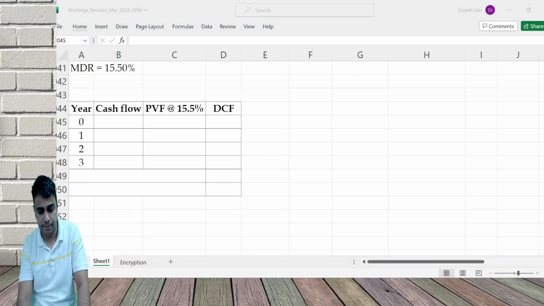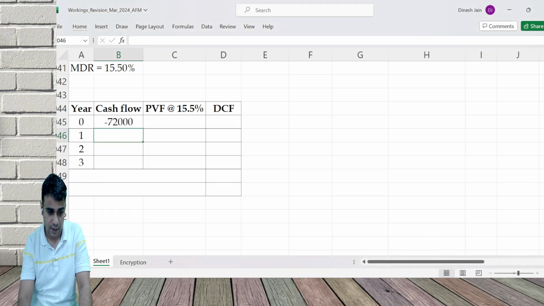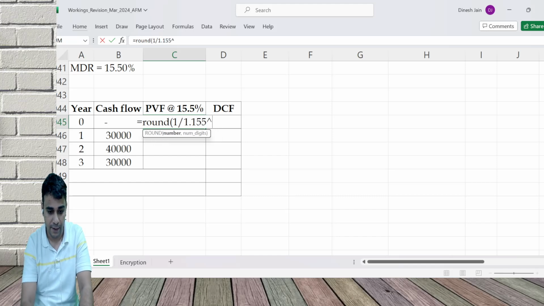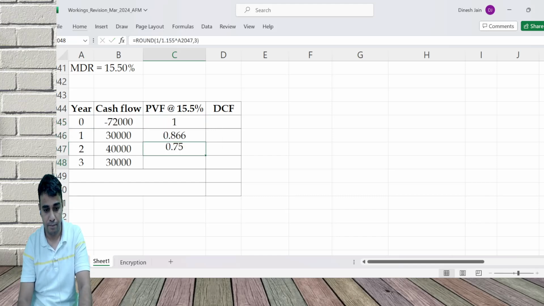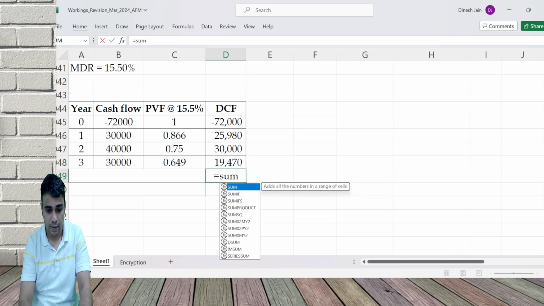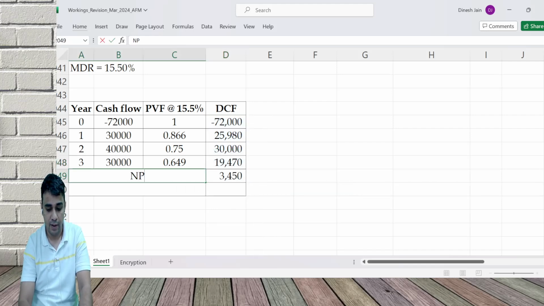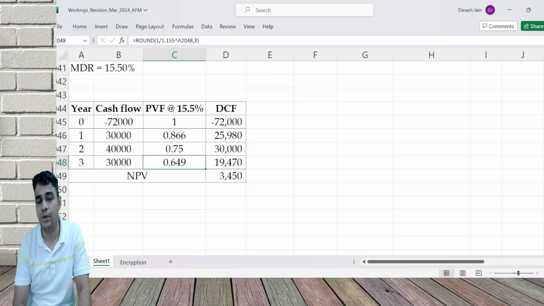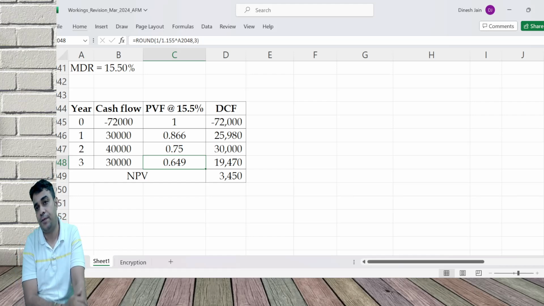What is the cash flow here? Year 0, negative 72. Year 1, 1 divided by 1.155. DCF. NPV is calculated. It's not very much about the NPV number, okay? Even if you don't get the number, I am not really bothered about it, because anyway it's readily available. I would have stopped with 15.5 itself, just to give you the full experience I've done the calculation. Otherwise, it doesn't serve any purpose.